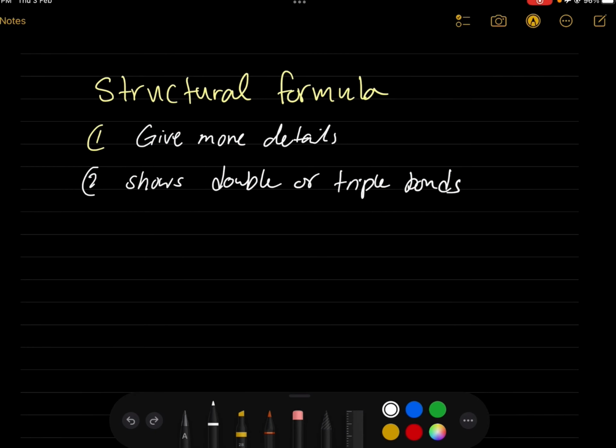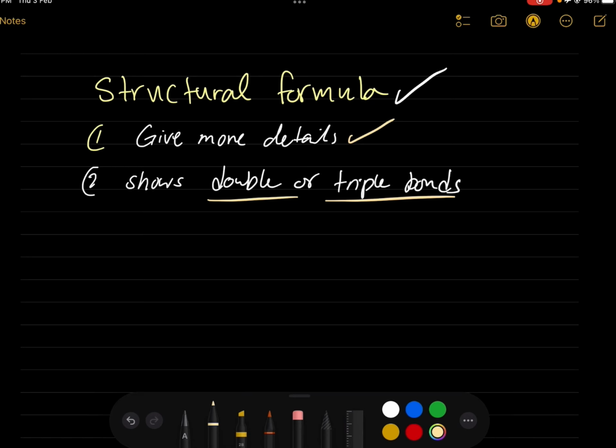And now it's time to go to the new type of representing organic molecules, which is the structural formula. What you should know about the structural formula is it gives us more details about the atoms and the bonds. It gives us a lot of information about the framework of the compound. And it shows whether this compound contains double, triple bonds, or even cycles or rings.